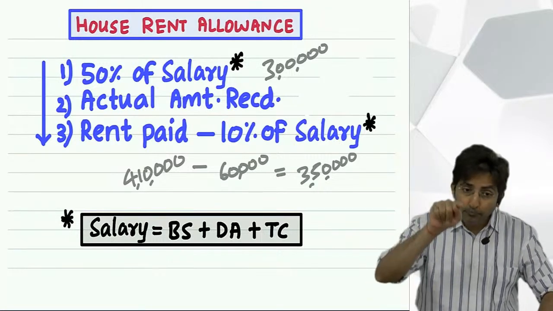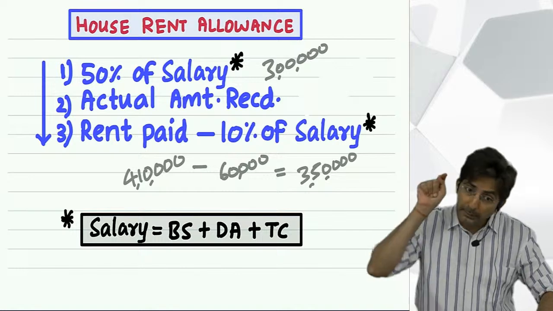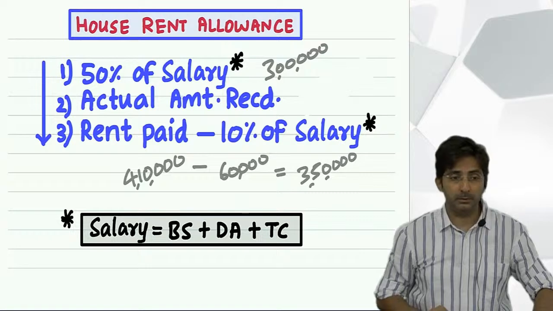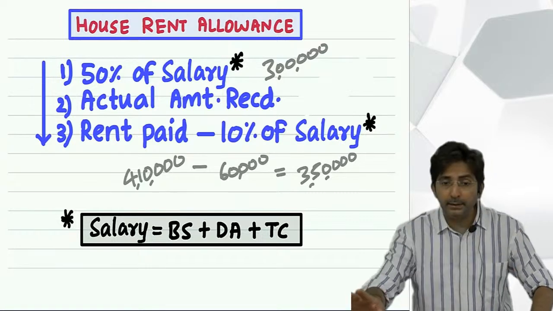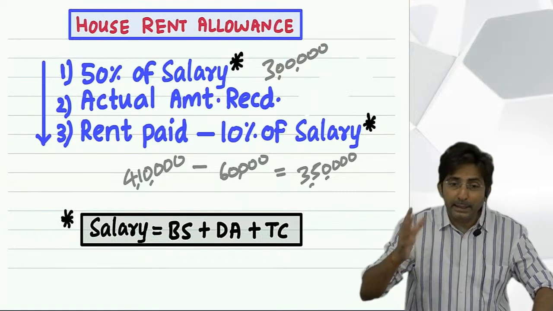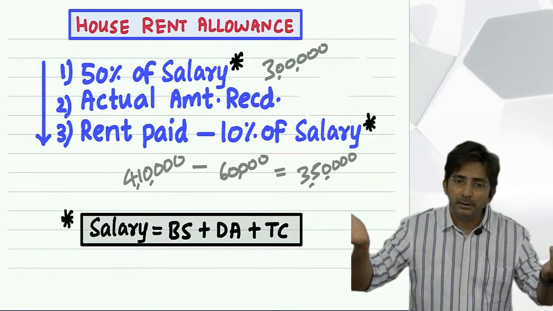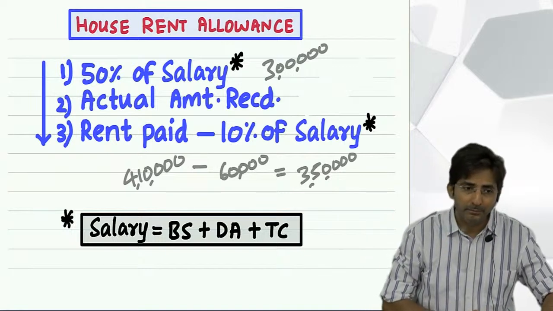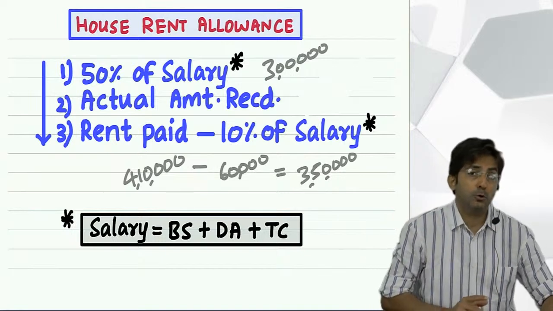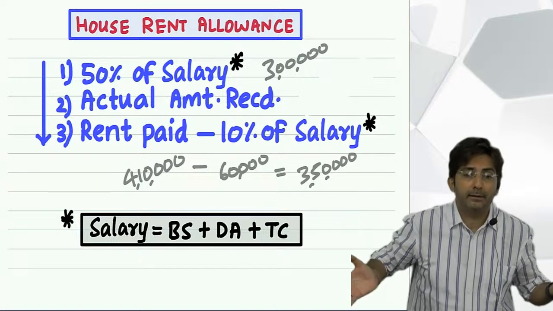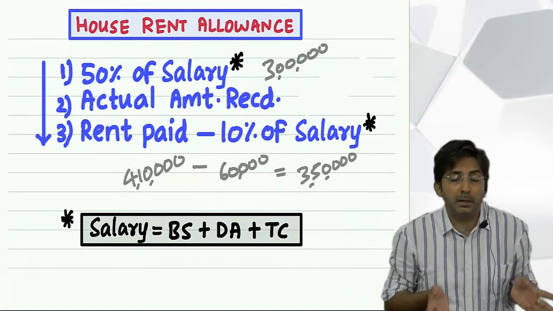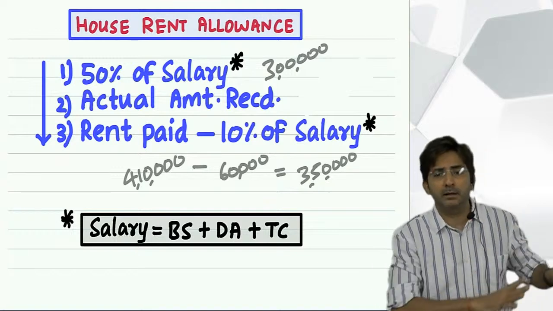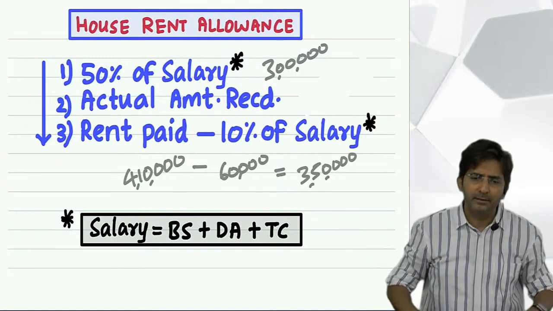But then, if you are not paying rent, and the company is still giving you HRA, then it is fully taxable. And it happens with many of my friends, they are getting HRA from their company, but they have their own house. But you know what cheating they do? They show as if they are also paying rent. They show that I am staying in my mother's house, my mother is charging rent. They show rent paid to mother.